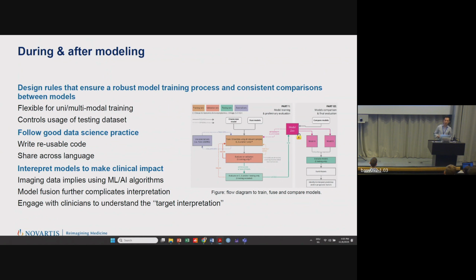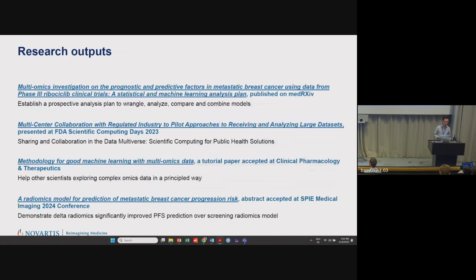And this also requires us to engage with our clinicians to understand what's the target interpretation they are looking for. For example, most of the models from machine learning would end up with an aggregated risk score, a rank-based score for the patient. And this is not super helpful in clinical practice. What they would be interested in is to have some kind of probability prediction for patient survival at a certain time point. So this requires extra translation of the models.